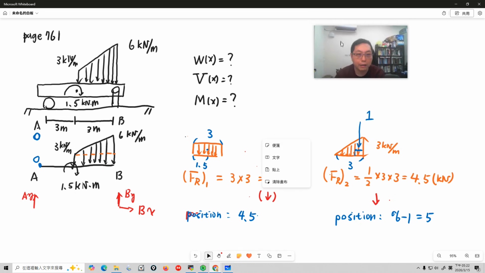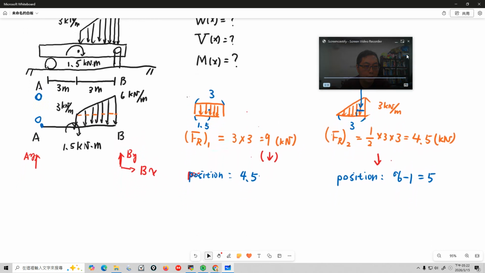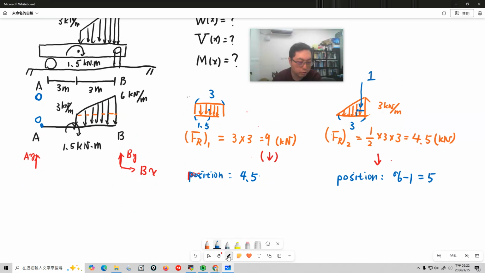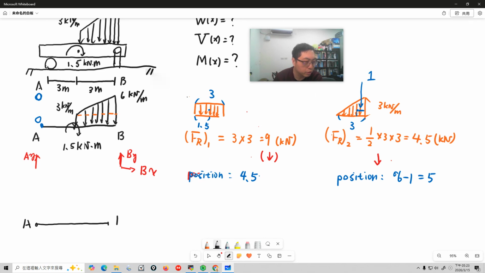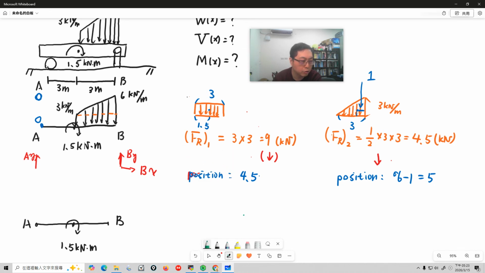Now that we have the simplification of this distributed load, I'll draw another, clearer free body diagram. Same thing: we have position A and position B, and in the center we have the 1.5 kilonewton times meter moment. Let's put FR1 and FR2 in the free body diagram. FR1, the position is 4.5.